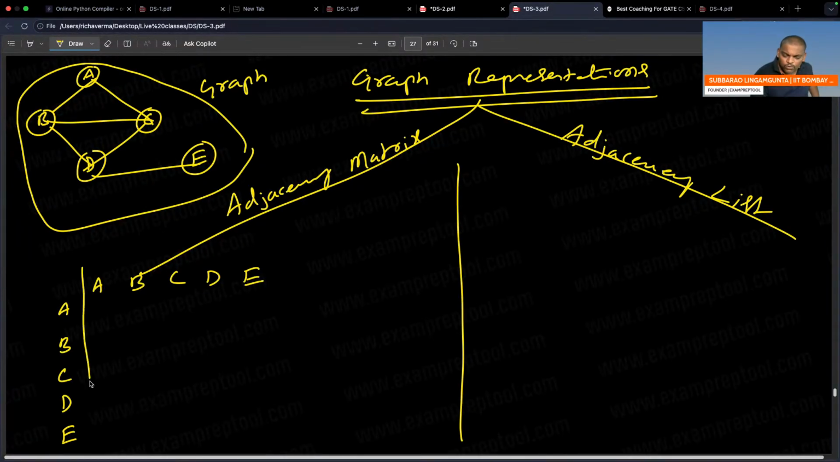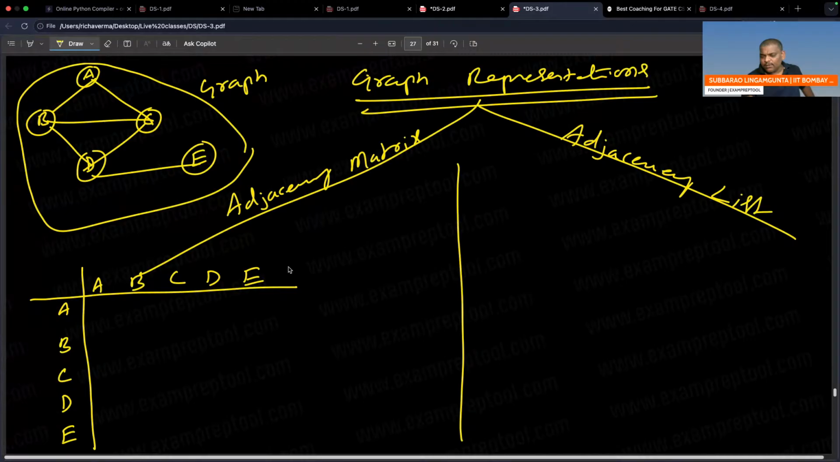5 rows, 5 columns you do. Okay, fine. Right? Remember how you represent this graph. To represent this graph, one way is the adjacency matrix. How many vertices are there? Those many rows, those many columns you write.